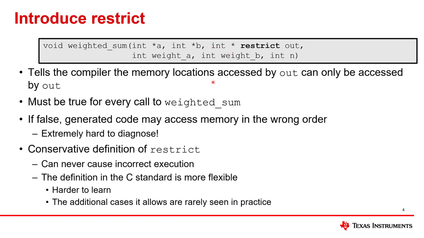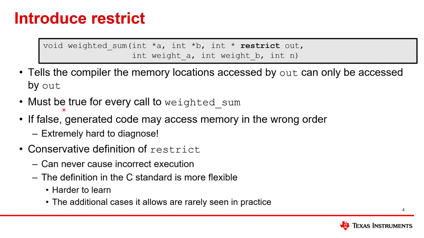And what does it say? You're telling the compiler that the memory locations accessed by out can only be accessed by out. Another way I like to think about it is that all the memory locations ever touched by out are owned by out, and no one else can touch them during the time that this is all happening. And in this case, it means during the time that the function weighted sum is running.